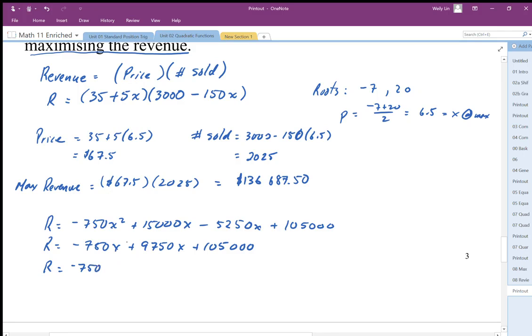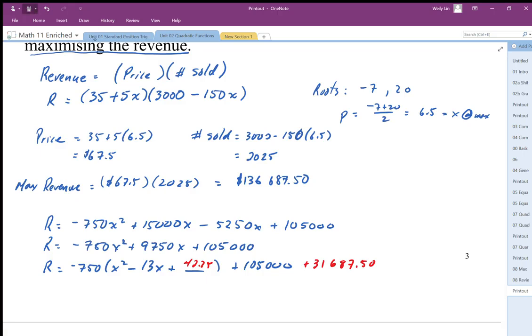I'm going to factor out the 750. 9,750 divided by 750 gives me 13x, plus a blank, plus 105,000. I'm going to take half of 13 and square it, and I get 42.25. Times that by 750, so I have to make sure I add $31,687.50. This is 105,000 here, so when we combine that together, we end up with the 136,000 that we wanted.